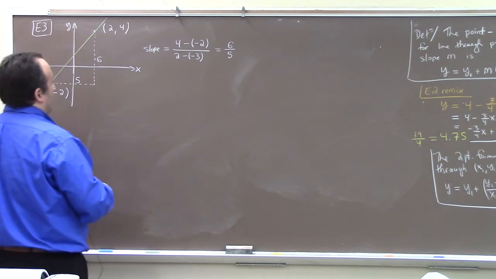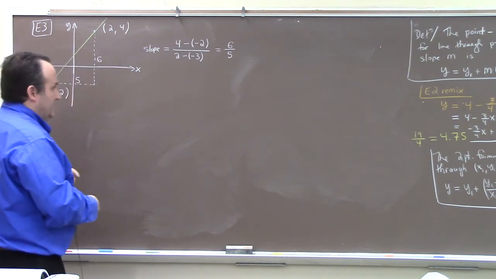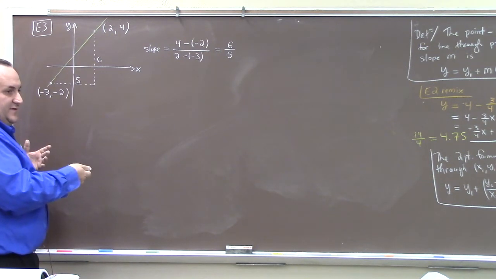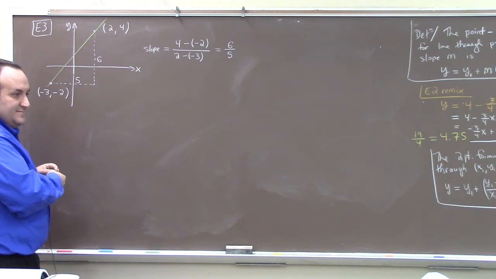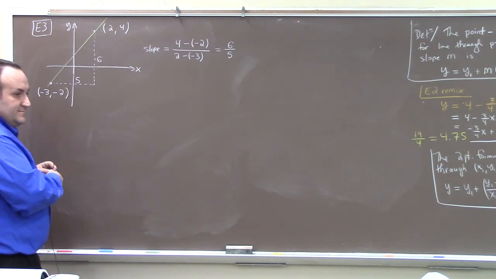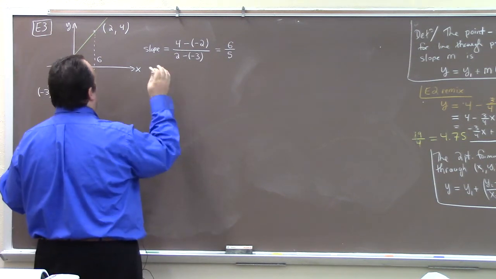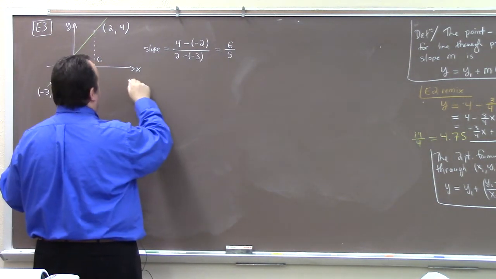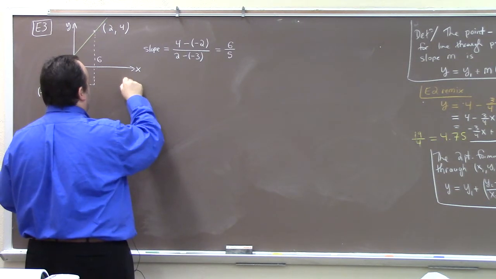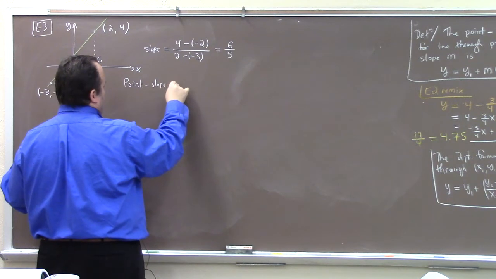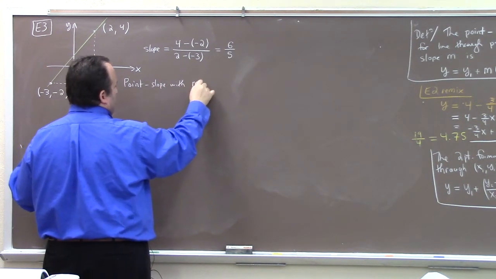All right. Now, you guys, this is your class, so you get to pick. Do you want me to do slope-intercept to find the equation, or do you want me to do point-slope? We can go either way. All right, I'll use point-slope then. Point-slope with m equal to 6/5.